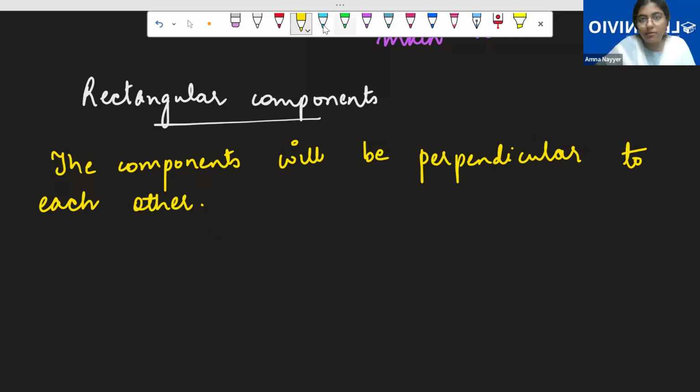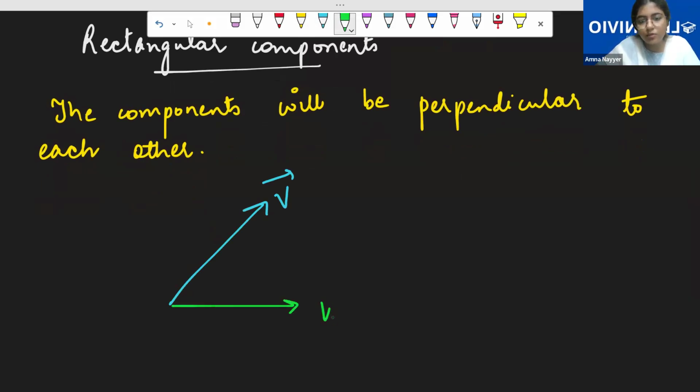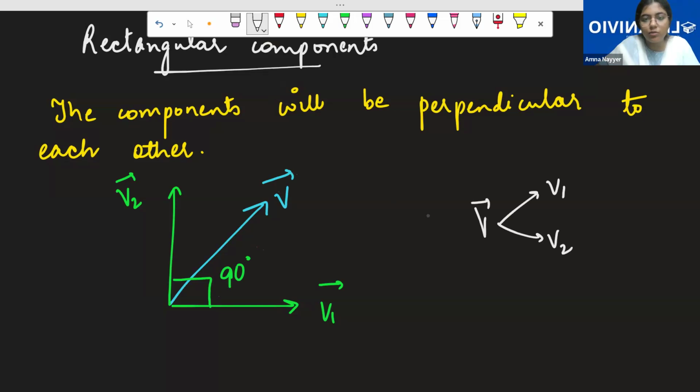Like if this was my main vector, the way I was telling you, let's say this is the main vector V. So the components will be, this will be V1, this will be V2. So V1 and V2 will be 90 degrees to each other. So resolution of a vector means you have the main vector, you are trying to get its various components V1 and V2. Okay, so how do we do that, class?